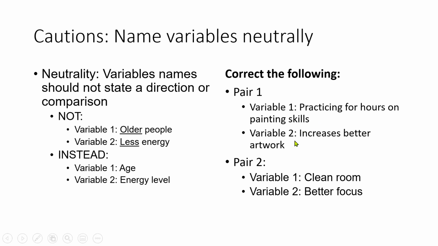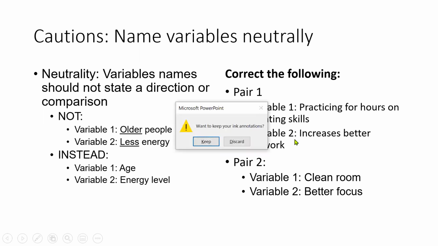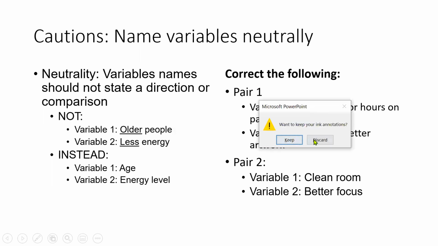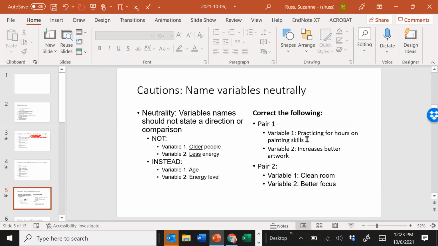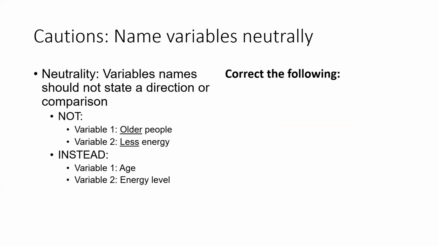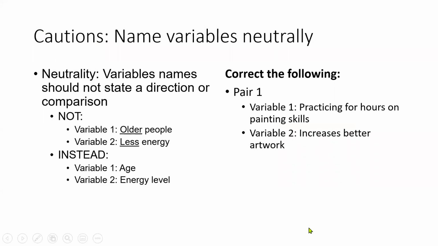And so let's just indicate that here. Let me exit out and I'll type it in. Well, actually, I can use my pen today. Hang on. It's going to take me out. All right, let me go back in. So instead of the way it's written here, we might say practice hours, and maybe we'd write painting practice hours, and then we would write art skills or painting skills. So that would be a better way to name these variables.